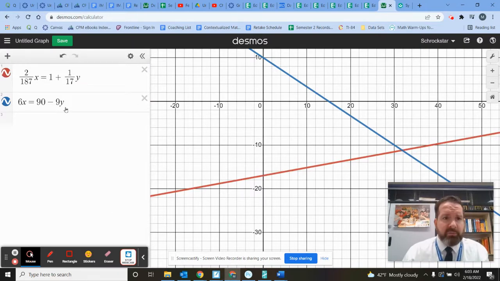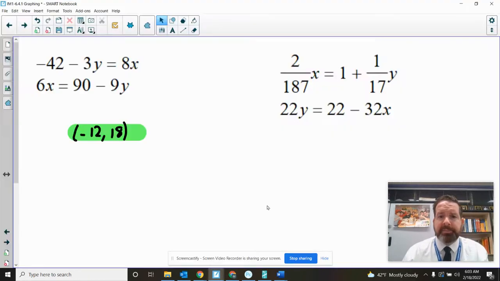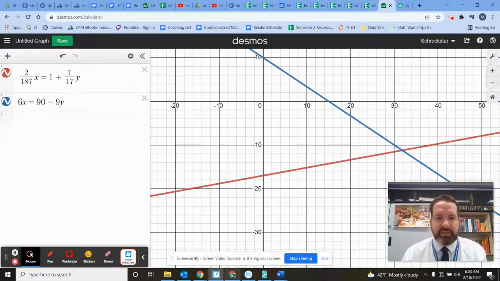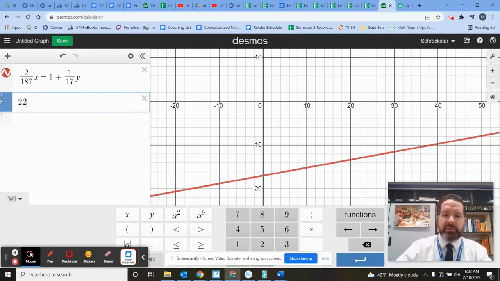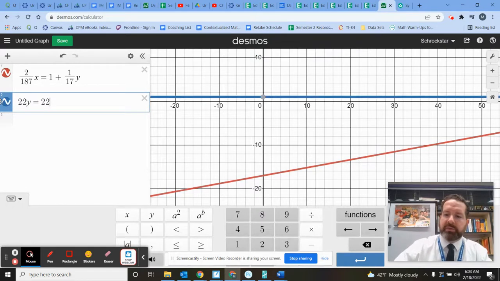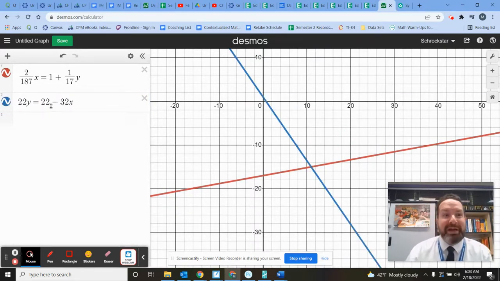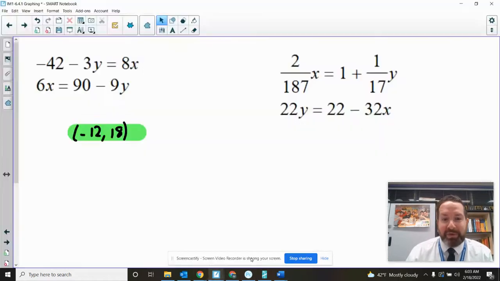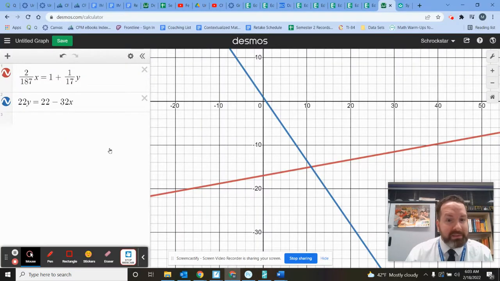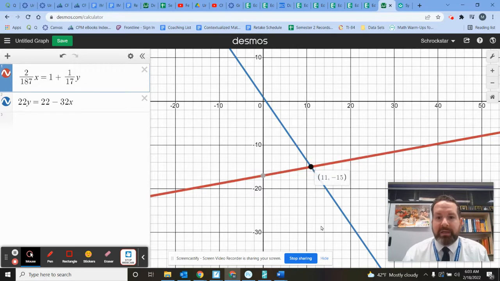Now let's adjust our blue equation. 22y equals 22 minus 32x. Now, the only drawback to graphing is you got to make sure that you've typed everything correctly. So I'm just going to do a quick double check. So 22y equals 22 minus 32x. Okay, all right. Now, as I'm looking here, I see that I do, in fact, have an intersection.